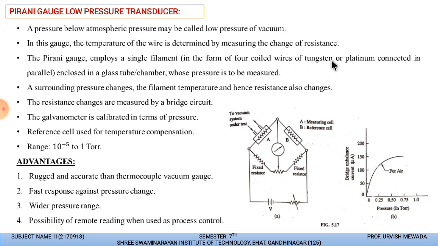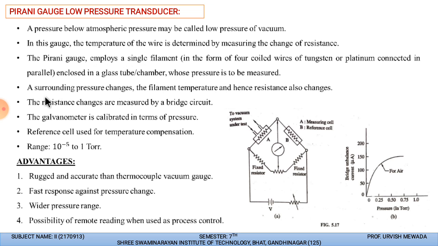That wire is of tungsten, the material we are using over here, or platinum, which are connected in parallel, and enclosed in a glass tube. So the whole setup of this gauge is in a glass tube or chamber, whose pressure is to be measured. Over here we are inserting a pressure, so it is properly protected from any outside pressure. That's why it is made of a glass tube or a chamber in which we can perform this measurement.